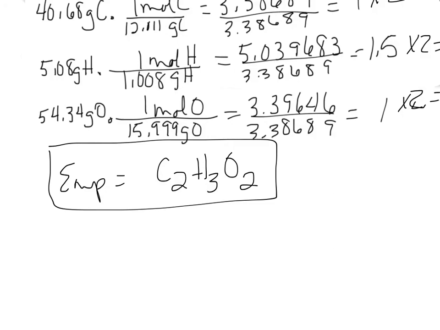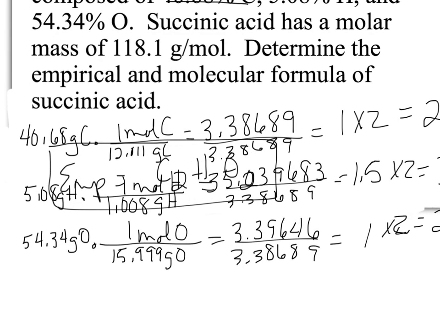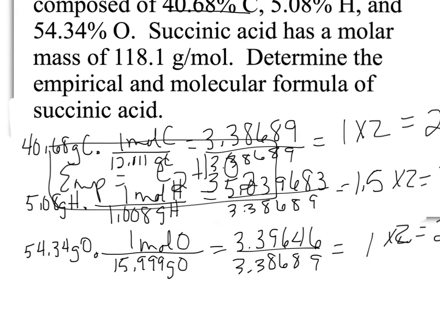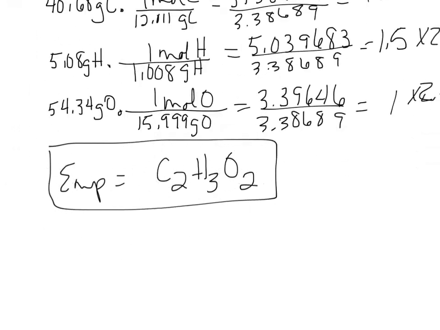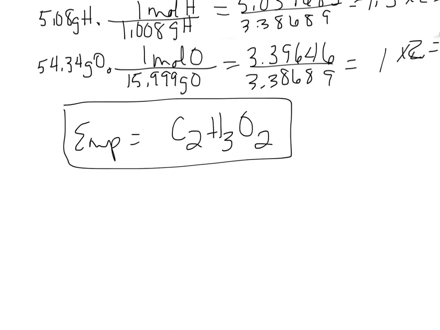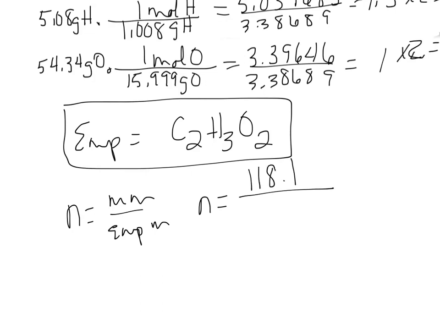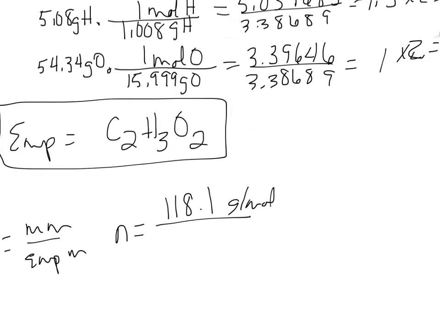Now I have to find my molecular formula, so I'm going to go back up to this problem. And it says the molar mass is 118.1 grams, right? So I have to find that N. N equals the molar mass over the empirical mass. I'm just making a little short abbreviation. So N equals 118.1 over the mass of this right here, in grams per mole. So how do we calculate the mass of this right here? We're going to move this over.